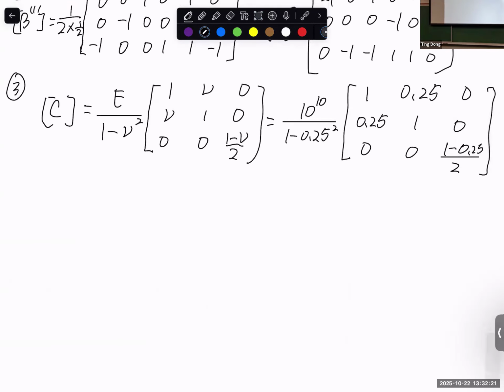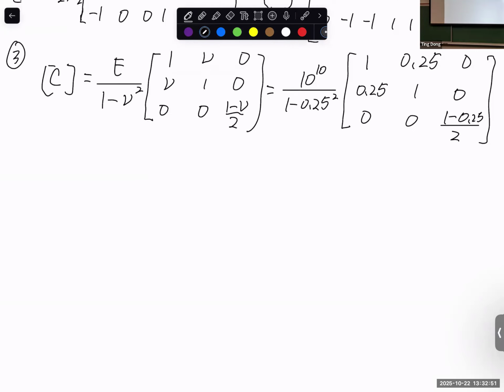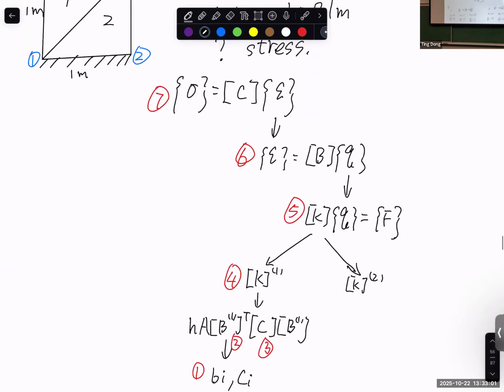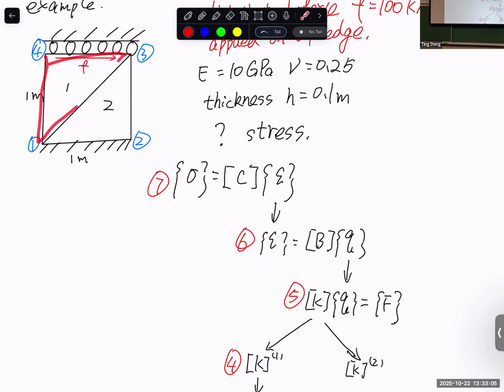Again, if you want to go the standard way, B transpose times C times B becomes a 6x6 matrix, and we have two 6x6 matrices. After assembly, we have an 8x8 matrix. I don't think we should waste our life writing those complete matrices. Since we only have two unknown degrees of freedom, for the first element we only need 4 components, everything related to U3 and U4. So it should be 2 by 2, 4 components.